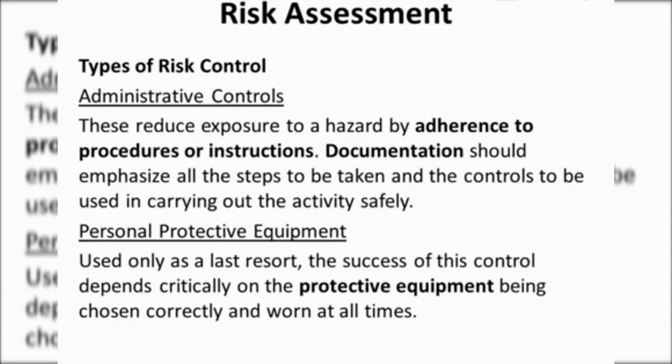Risk assessment. Types of risk control. Administrative controls: these reduce exposure to a hazard by adherence to procedures or instructions. Documentation should emphasize all the steps to be taken and the controls to be used in carrying out the activity safely. Personal protective equipment: used only as a last resort, the success of this control depends critically on the protective equipment being chosen correctly and worn at all times.